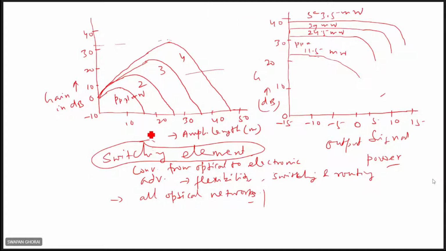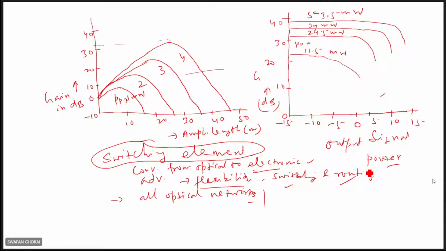Nowadays, the trend is to get an all optical switch. Most of the existing switches are based on electronic switching. So in that case, optical to electronic conversion is there. Next, switching is done. Here, of course, in the electronic domain, you can have great flexibility in terms of switching and routing, right?